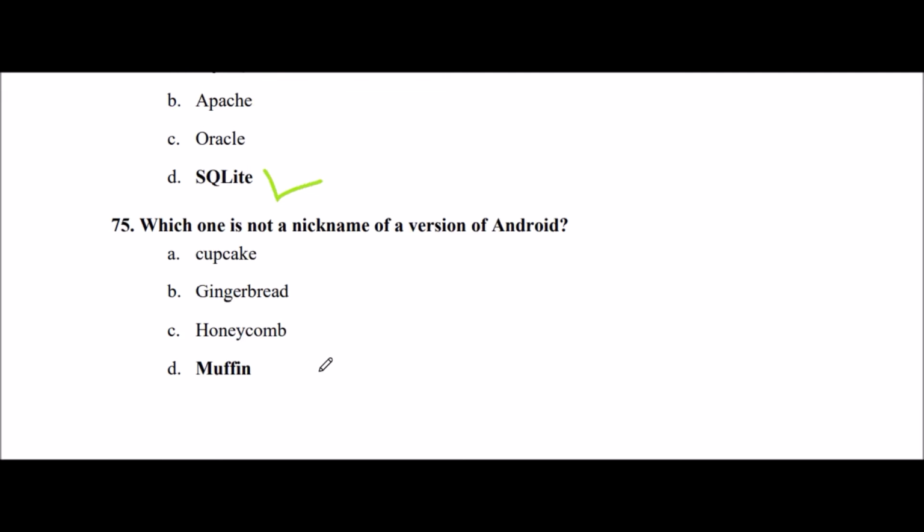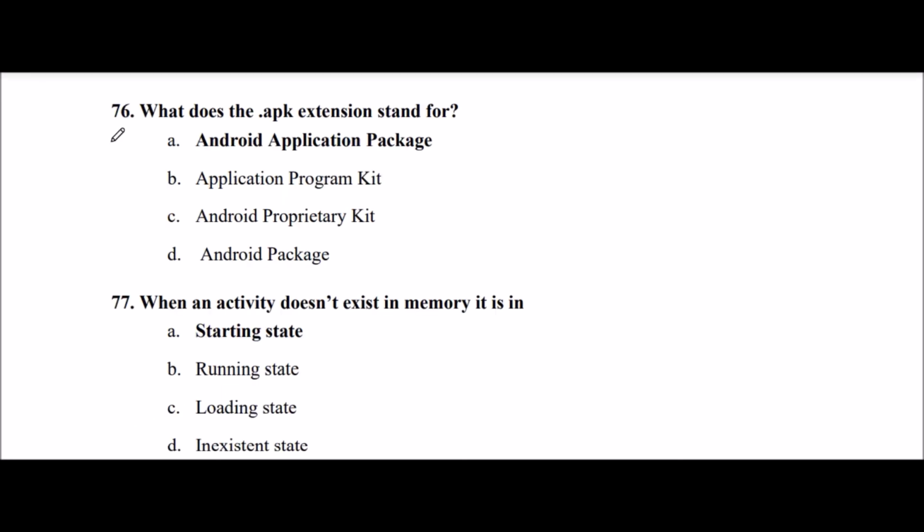Next question. Which one is not a nickname of a version of Android? Cupcake is the nickname of a version of Android. Gingerbread is also, and honeycomb is also. But muffin is not a nickname of a version of Android. That's why option D is correct here. Next question. What does the .apk extension stand for? .apk extension stands for Android Application Package.